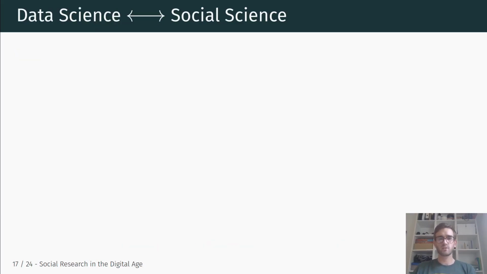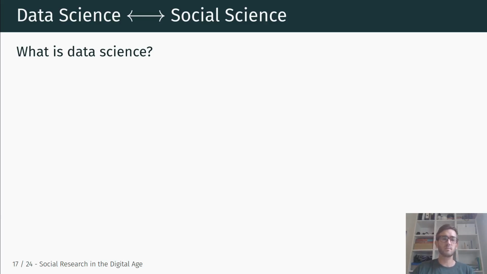Another question that we can ask: well, if this is the case, shouldn't we all be data scientists, or do we still need social science, or can we just abandon social science and all study data science? And again, I guess the short answer, of course, is no. But the slightly longer answer is as follows.